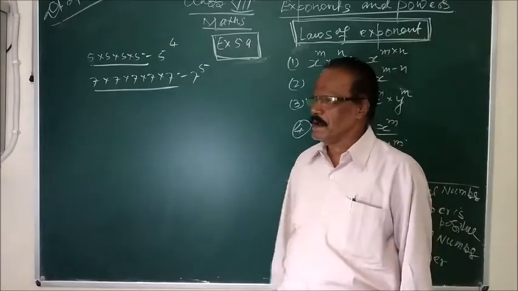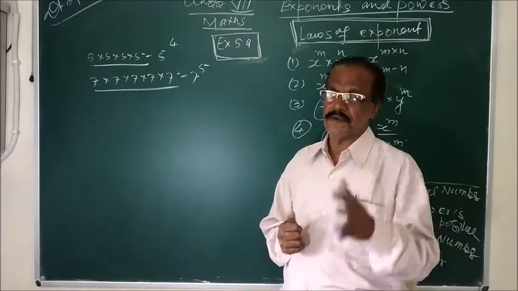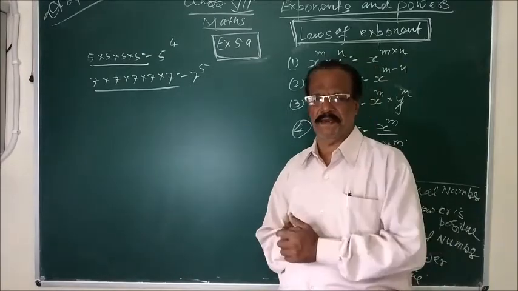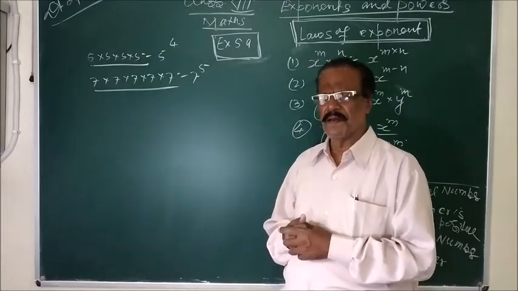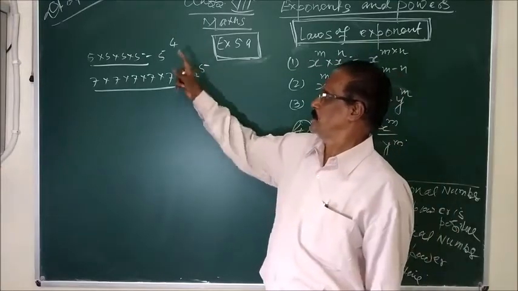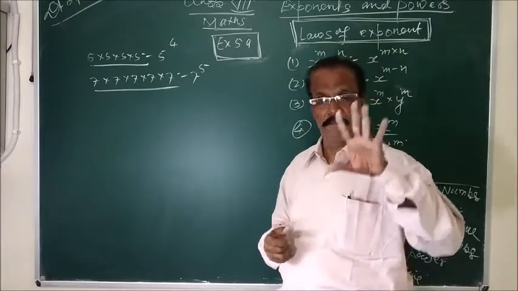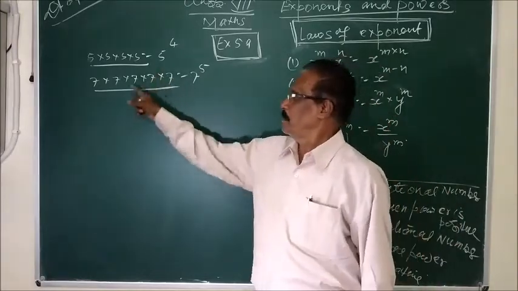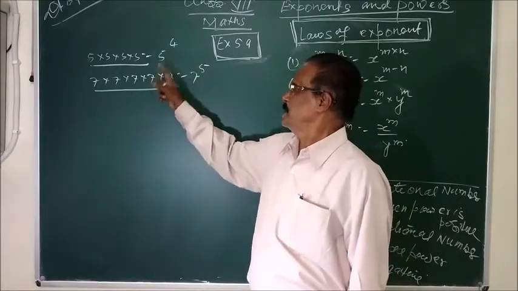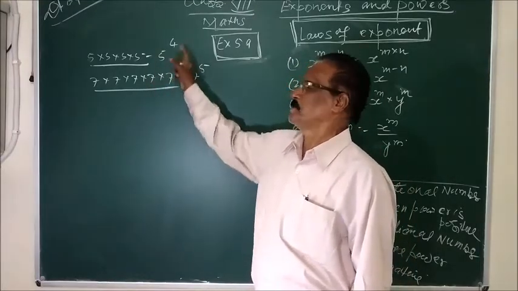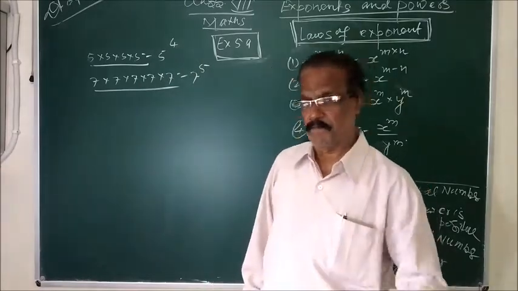When a number is multiplied by itself, किसी नंबर को उसी नंबर से जितना बार इंटू करें, तो इसको हम शॉर्ट फॉर्म में, जैसे आपके सामने दो एग्जाम्पल हैं. We are multiplying 5 by 5, 4 times. We are multiplying 7 by 7, 5 times. So these numbers can be written in this form. This short form is called exponential form.